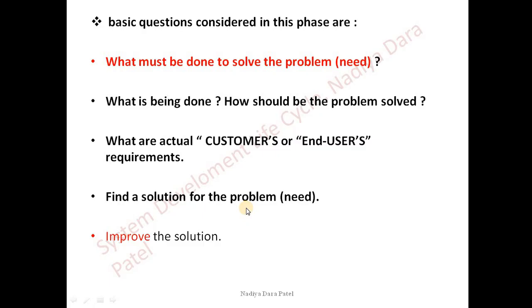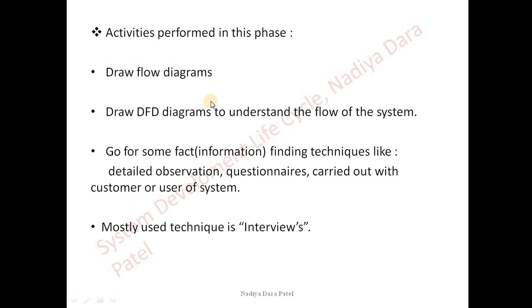Find a solution for the problem. Now again, in this phase you can come up with multiple solutions. It is not the case that only one solution can be found. You have to sit, discuss and design with your team, the developers' team, come up with n number of solutions and then pick the best solution. And if you feel you have reached a better solution, you can just improve that solution. Again, certain activities are performed in this phase, like drawing data flow diagrams to understand the flow of the system.